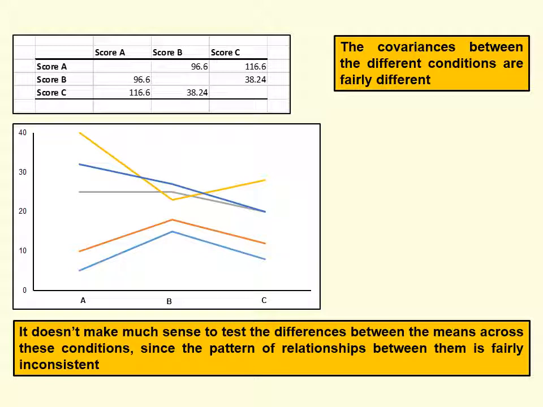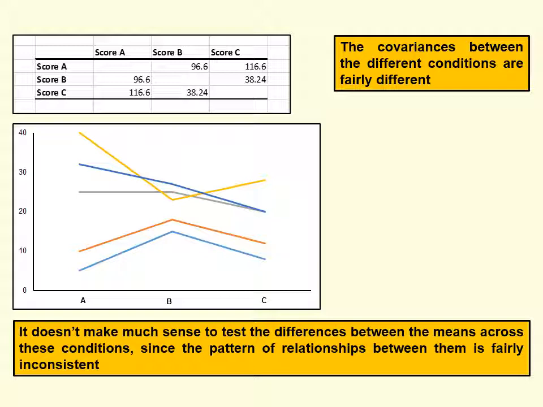You can think about this in the sense of, if you knew someone's score at condition A, how well would you be able to predict their score at condition C? Fairly well, let's say. If you knew someone's score at condition B, how well would you be able to predict their score at condition C? Not so well.